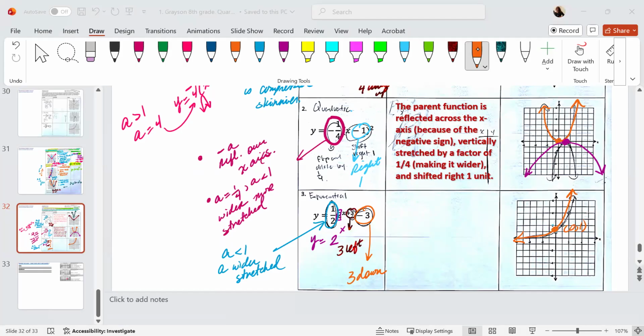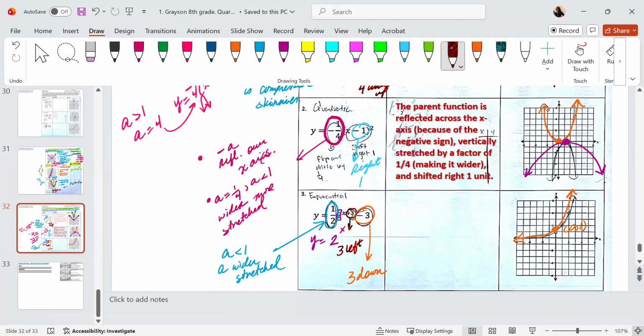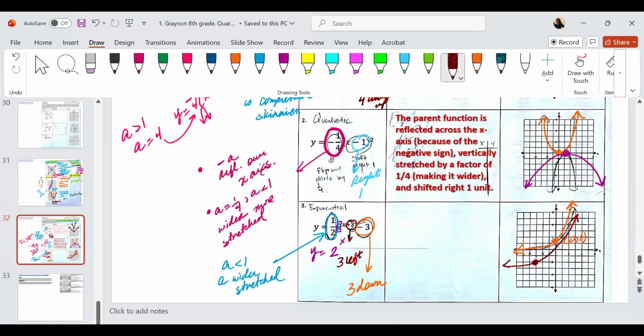You understand? Okay, so then from that parent function, you're gonna go 3 to the left. So 1, 2, 3, and down 1, 2, 3. Do you see that? And then it's gonna be wider. So like that, I guess. Does that make sense? Yep, and that's it. And then write down your description. So what's your description?